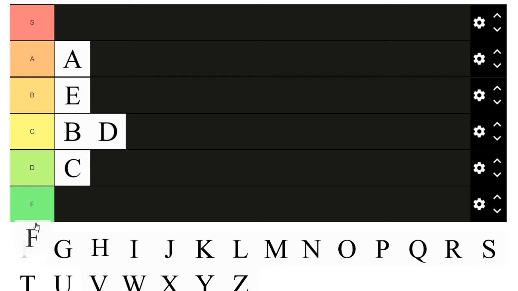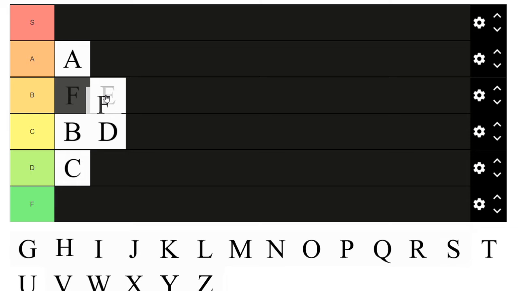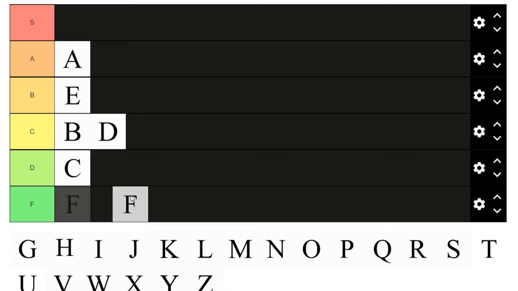Now we have F, and F is kind of like E in the way that you write it, but the lowercase way of writing it I also don't like that much. And then F sounds like fff, and I don't like that you have to put your teeth on your bottom lip to say it. I just don't find it to be very appealing to me. So I'm gonna give that a D tier. I don't have any letters that I hate so far.